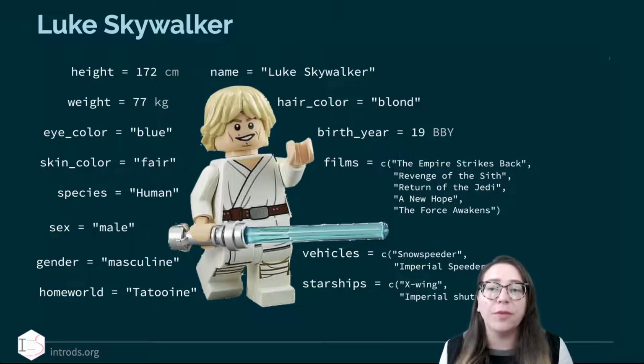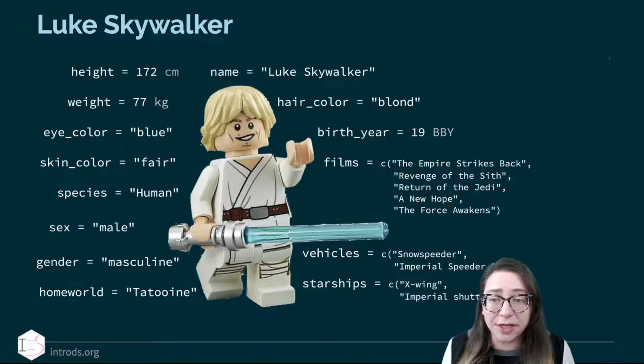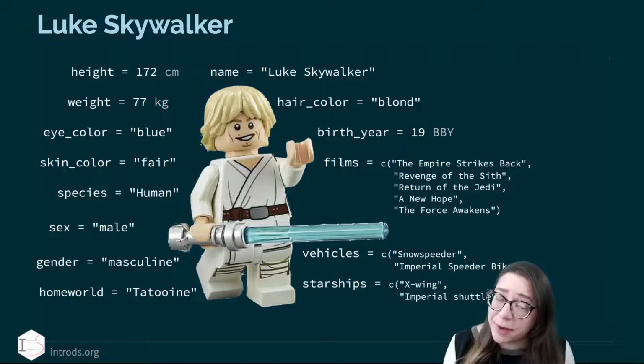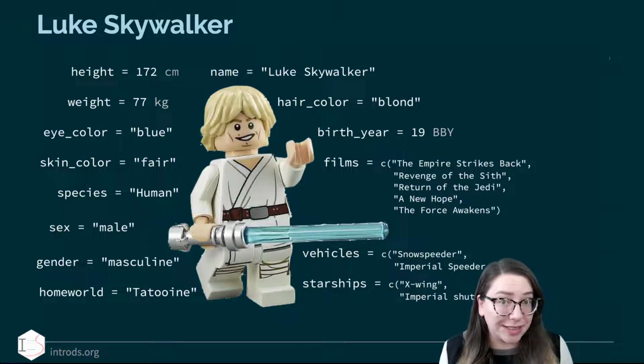We know his name. We know his height is 172 centimeters. Weight is 77 kilograms. We know his hair color is blonde. We know his birth year, so on and so forth. And we can see that some of the things we know about him are a single entry. So eye color blue, skin color fair, species human. But some of the other things are actually lists because there are multiple entries for that particular variable for him, like the films he's been in, the vehicles he's been in, and the starships he's been in.